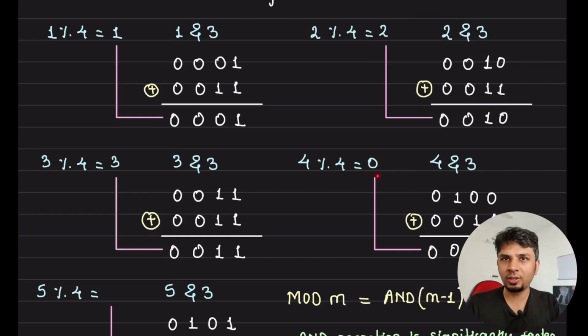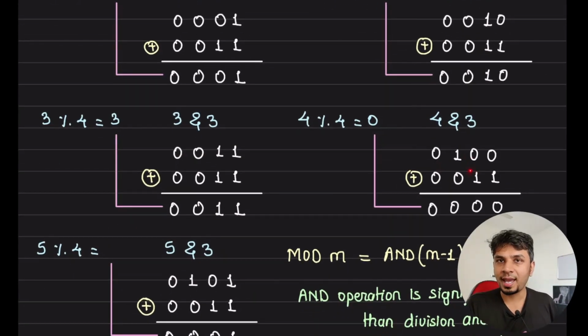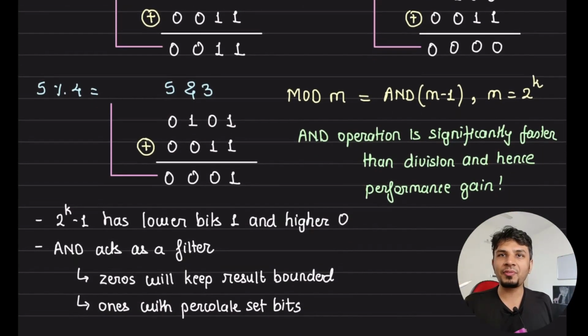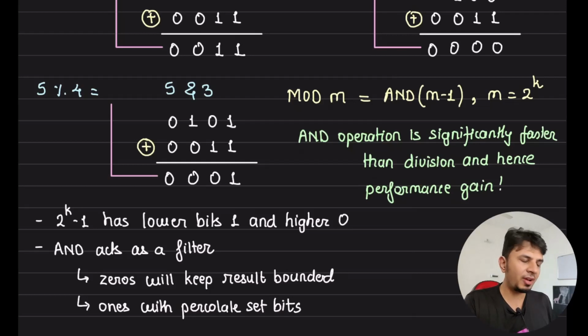4 mod 4 is 0, and 4 AND 3: 4 is 0, 1, 0, 0 and 3 is 0, 0, 1, 1. The AND gives 0, 0, 0, 0. The output is 0. 4 mod 4 is 0, 4 AND 3 is 0. Again, it matches.